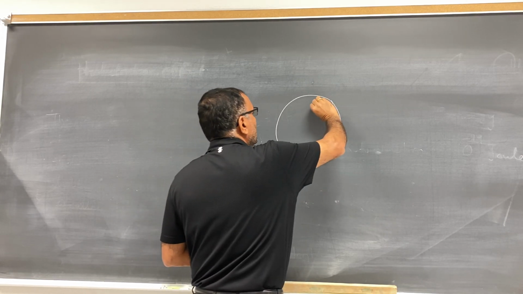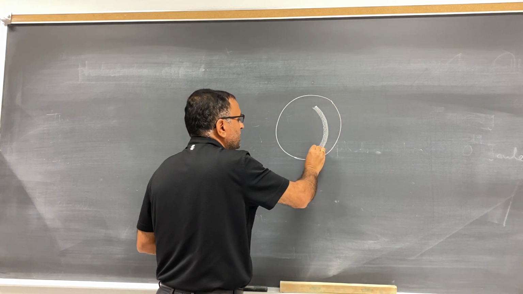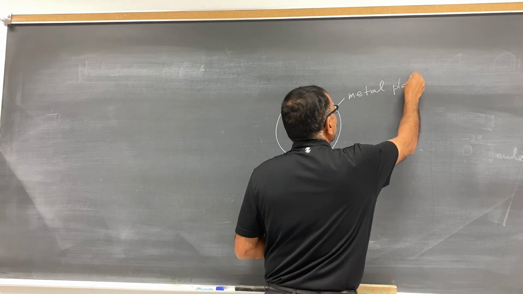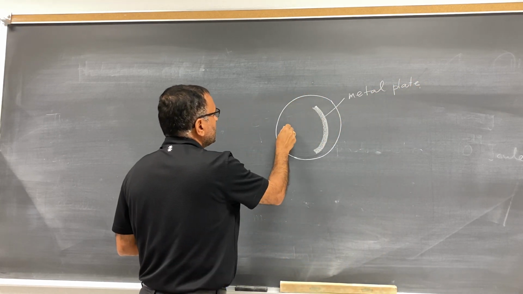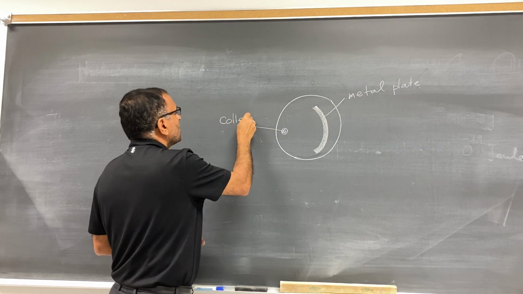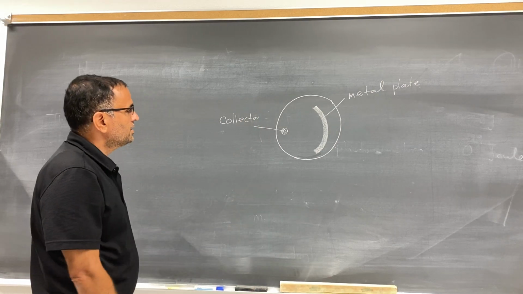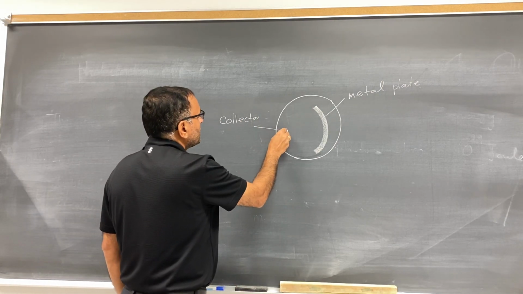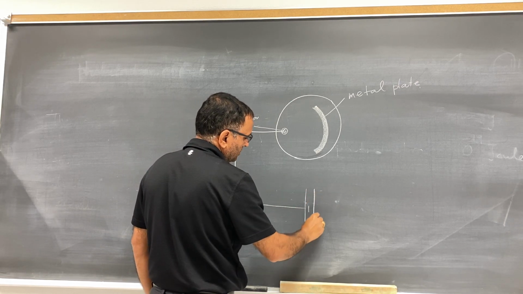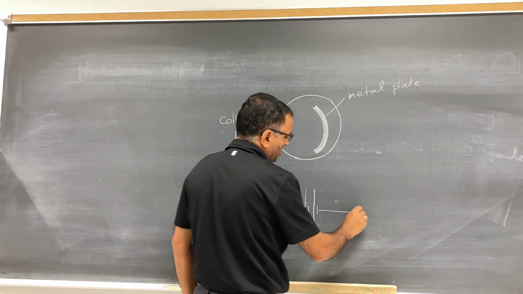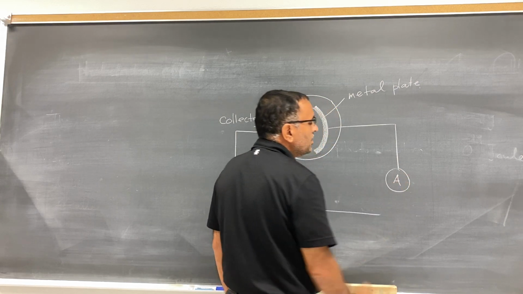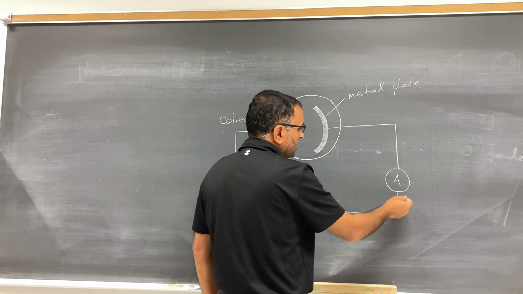Okay, and right there you have a metal plate. This is the metal plate, and right here, you can call this the collector. What happened is, this collector is connected to the battery here, and you can connect this to the emitter. So this is your emitter.